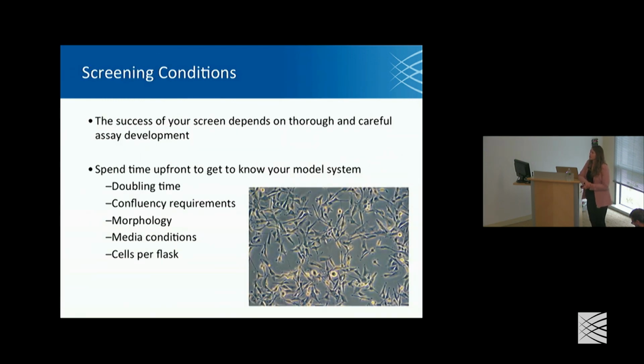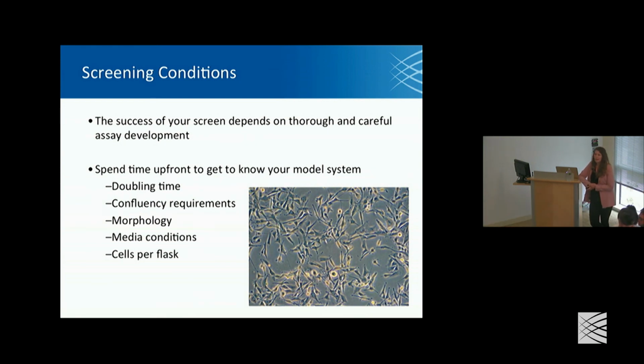Screening conditions, as many people before me talked about: the success of your screen really depends on thorough and careful assay development and getting to know your model system. So you're really going to want to spend some time figuring out what confluency your cells like to be at. Many cells don't like to be super dense, and some don't like to be super sparse. The morphology and how it changes. Some cells will change morphology if they get really packed in tight or if they are really, really sparse.